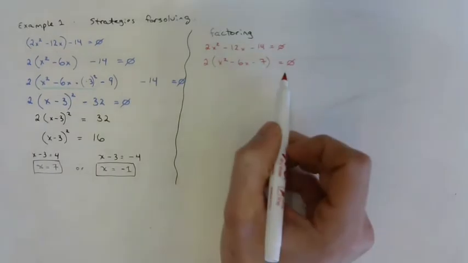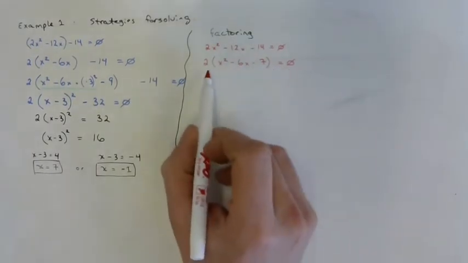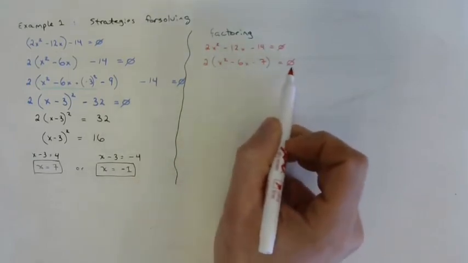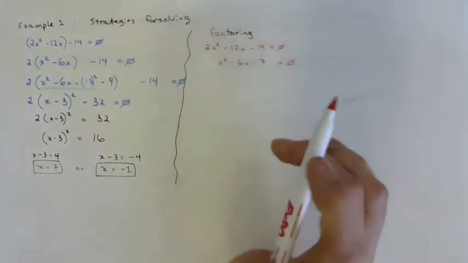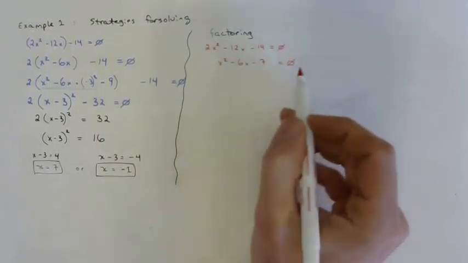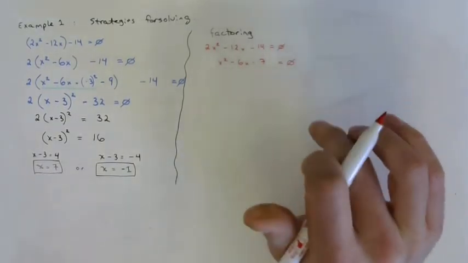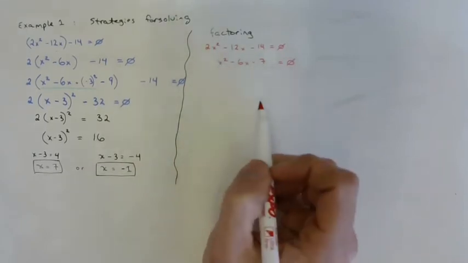And by the way, since this is an equation that equals 0, my next step could be to divide both sides by 2, but 0 divided by 2 is just 0. So actually, if I just erase that 2 and I erase the brackets, this is also true. If this statement is true, this statement is also true. So we have factored out the 2 and we divided the whole thing by 2.